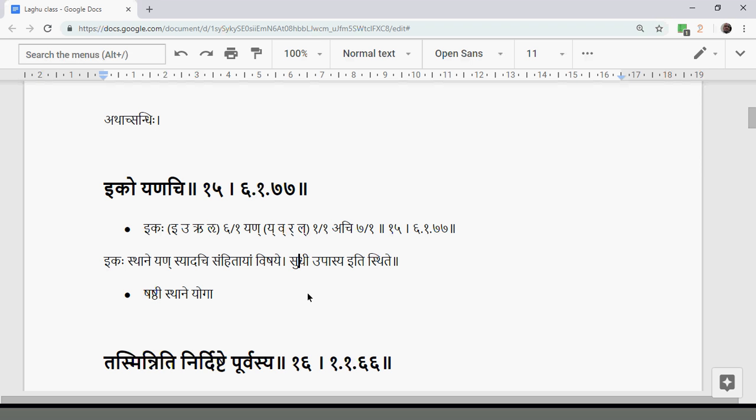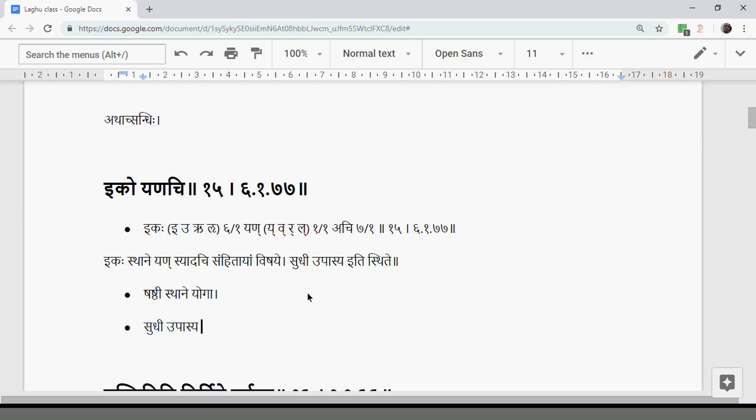And an example is given here: sudhi upasya iti sthite. Now this sudhi upasya iti sthite is a samasa. Sudhi is shobhana dhi. Sudhi and upasya, making a samasa. So sudhi upasya iti sthite means when you are deriving. This sudhi upasya iti is the derivation. When you have reached that point, then this sutra is applicable. So if you look at the example, sudhi upasya, sudhi is what? Dhi is buddhi, it is trilinga, and su is shobhana, or you can say su.